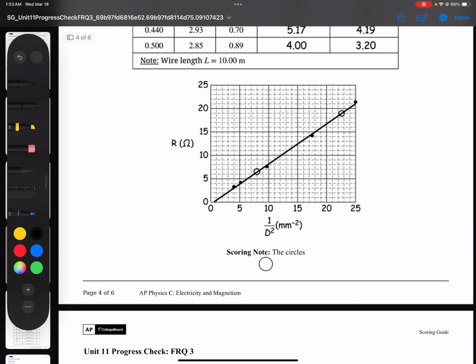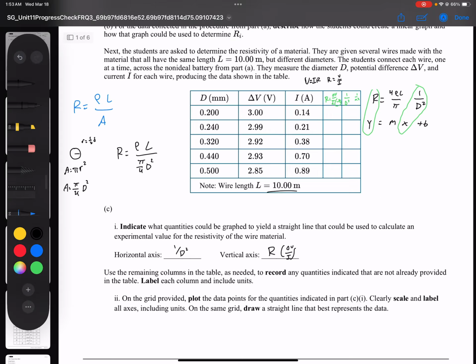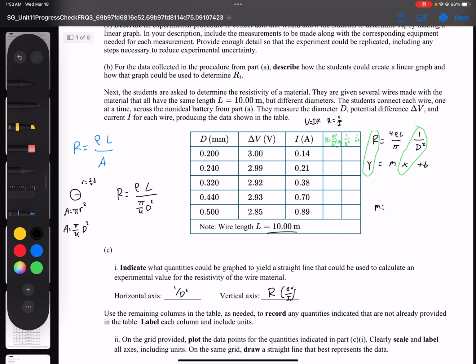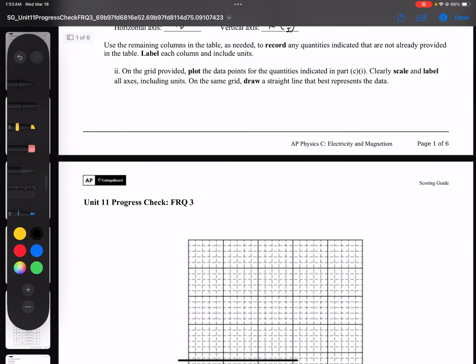The way you measure the resistivity is by getting the slope, right? We know the slope is 4 rho times L over pi. That's going to be the slope of the graph we were going to set up. So if you want to solve for the resistivity, the resistivity is just going to equal the slope times pi divided by 4L, because L is a constant.